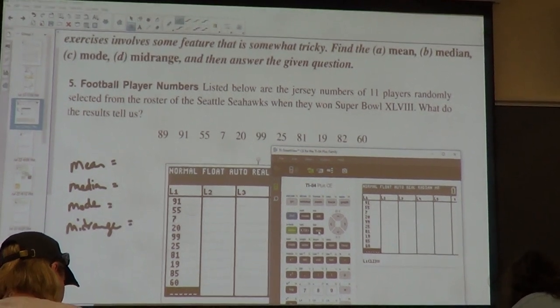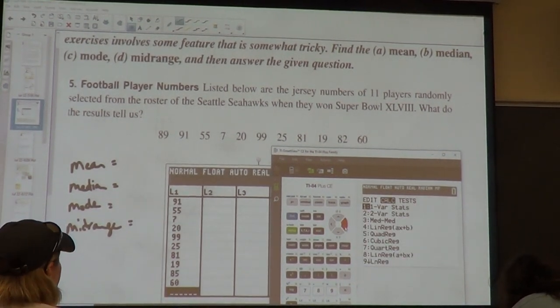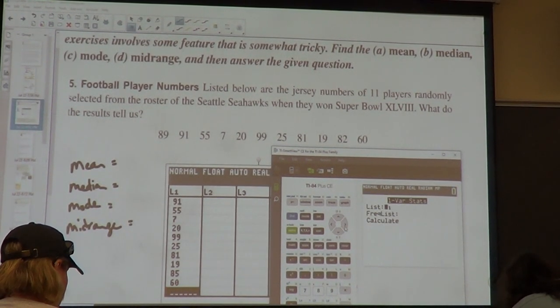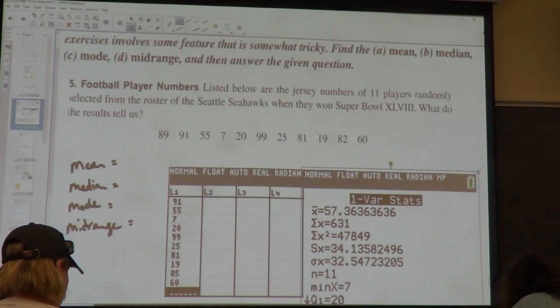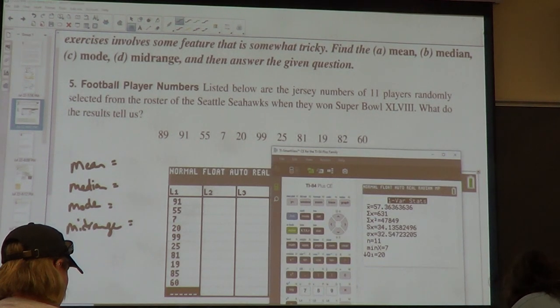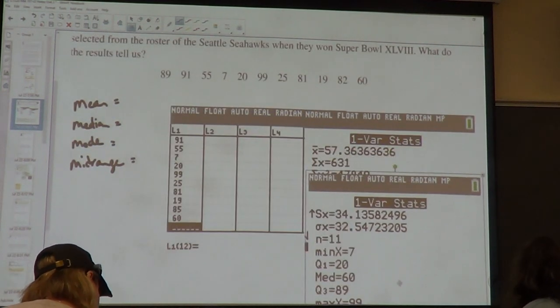So now I do stat over to calc. I hit enter to choose one of our stats. And I just hit enter until I get what I need. And then I hit the down arrow to get my second page of data.